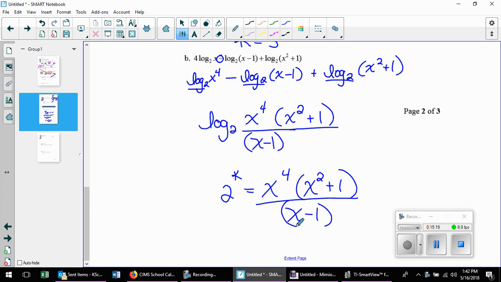But I'm missing one thing. Get back to chapter 9. NPVs. As soon as you have a variable in the denominator, you always have to put an NPV in. I don't care what chapter you're in, this is your life now. So what's my NPV? x cannot equal 1.